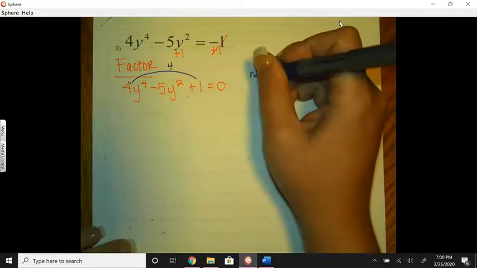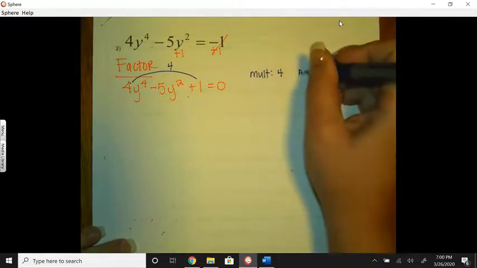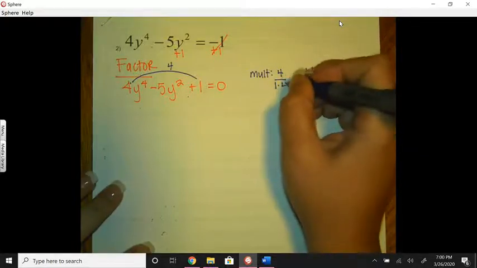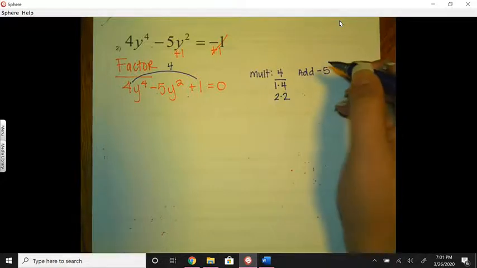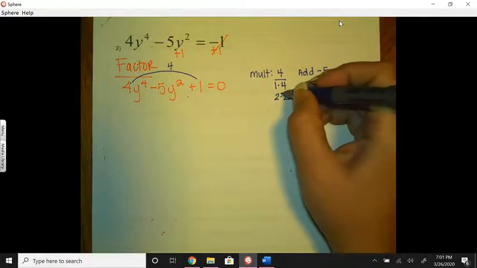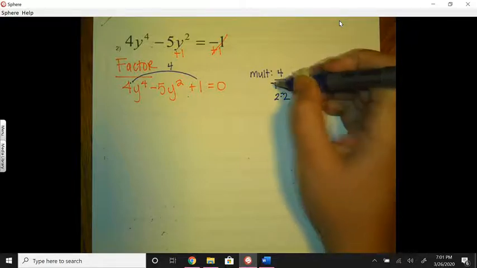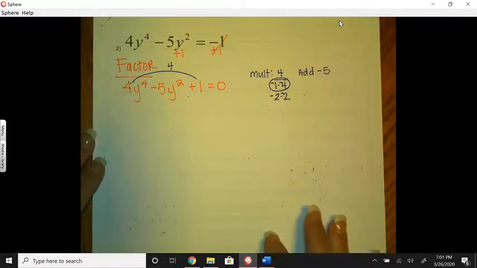And we have to think about what multiplies to 4, and it has to add to negative 5. So we don't have a lot of choices. Here are our factors of 4. It has to add to negative 5, so I know the bigger number is negative. But since it has to multiply to a positive, we know that both of them have to be negative. And we see that negative 1 and negative 4 would work.